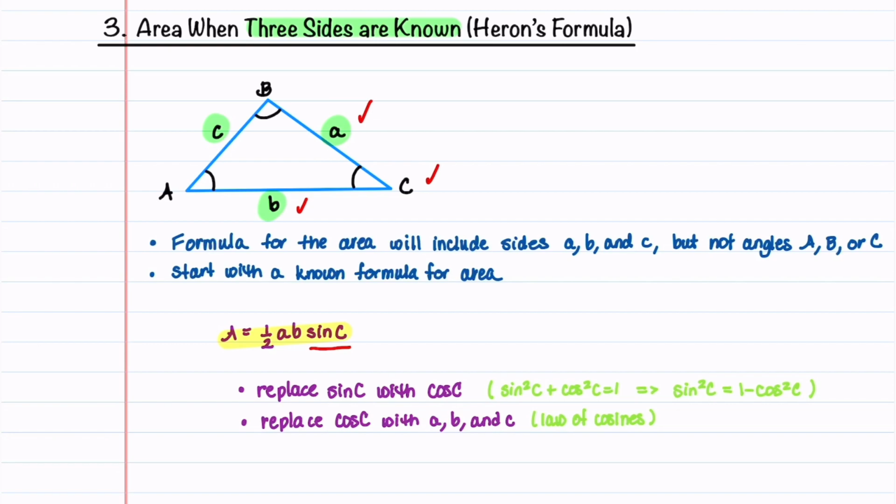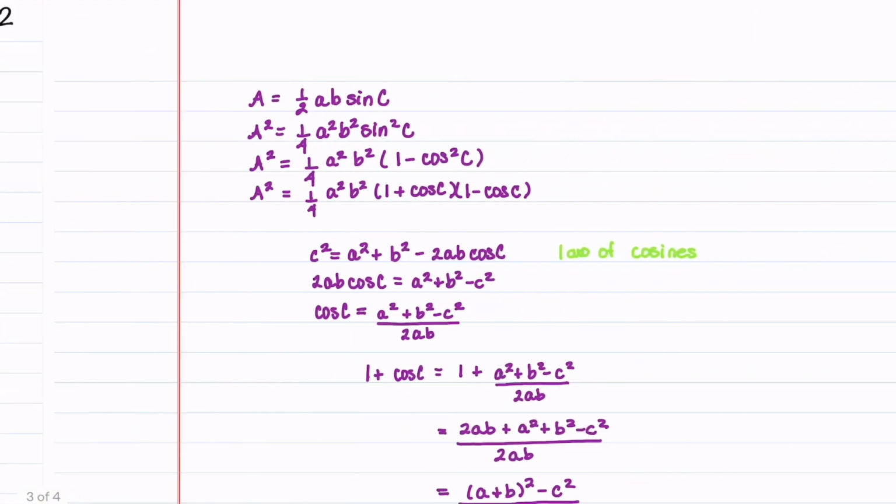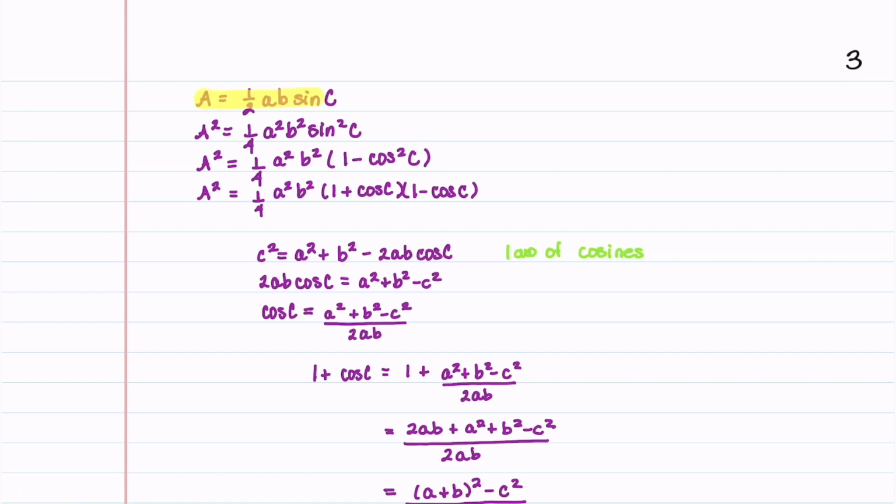To do this, we'll first replace sine C with cosine C using the Pythagorean identity, and then we'll replace cosine C with A, B, and C using the law of cosines. Here's our formula from the previous page. To replace sine C with cosine C, we need to have a sine squared C, so we'll square both sides of the equation. We'll then replace sine squared C with 1 minus cosine squared C.